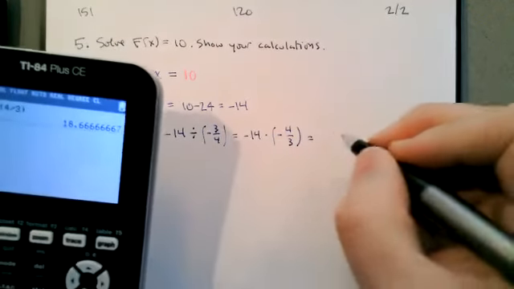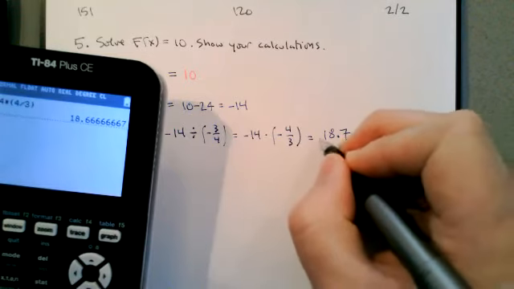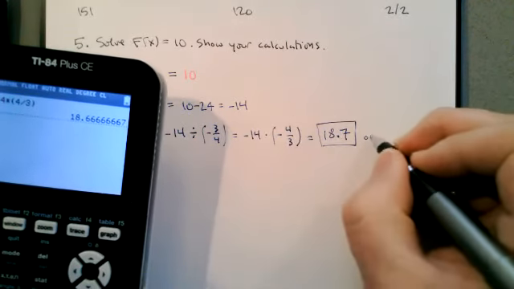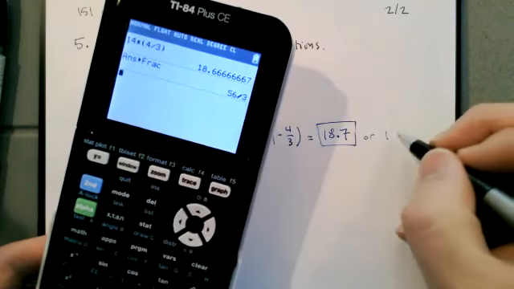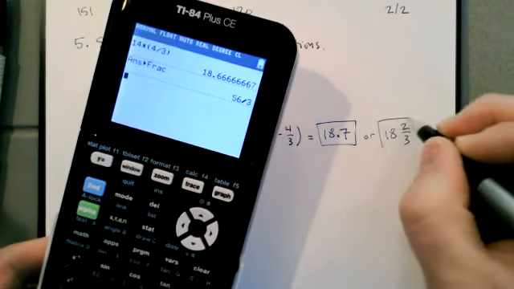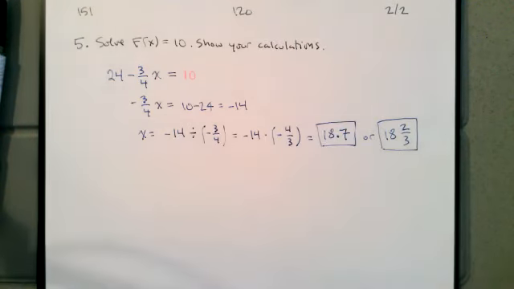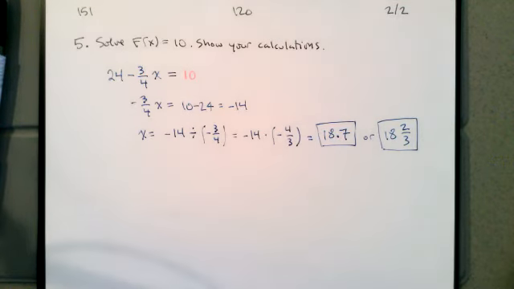So 18.7 if I say round to the nearest 10th, or if you want the fraction, 56/3, or 18 and 2/3. I forgot the calculator is always going to drop the improper fraction on you. But we want to recognize 0.6 repeating as 2/3.